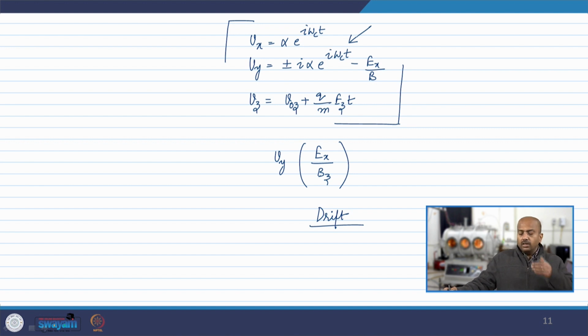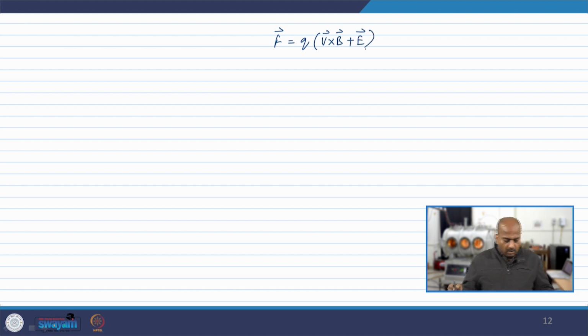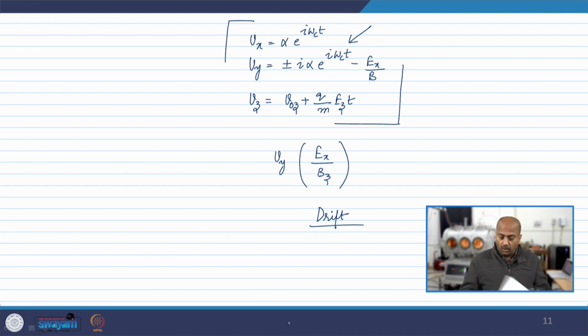So, when you take a derivative of Vy, you will realize that only the time dependent term will sustain, the other term will become 0. So, that means that you have a constant velocity added to the Vy component. So, how do we understand this? In order to easily understand this, we can take the force as q times V cross B plus E, right. So, this non-zero constant part, which we refer to as the drift velocity, can be considered as the complementary solution of the differential equation.